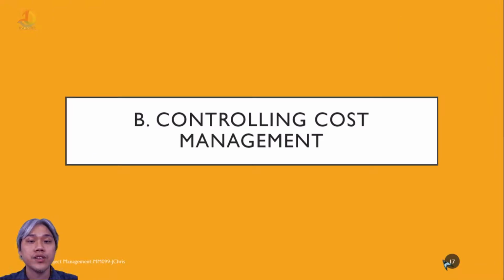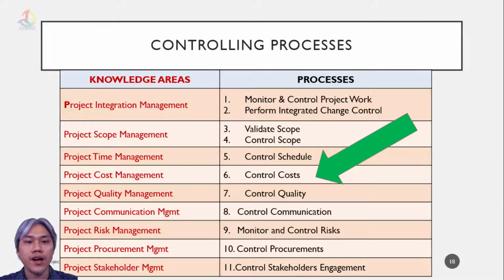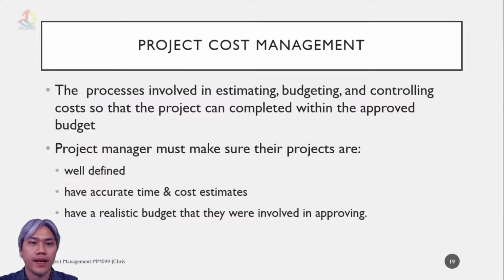The second part is controlling cost management. Control costs is a process within the project cost management knowledge area. Cost management is the process involved in estimating, budgeting, and controlling costs so that the project can be completed within the approved budget. Project managers must make sure their projects are well defined, have accurate time and cost estimates, and have a realistic budget that they were involved in approving.